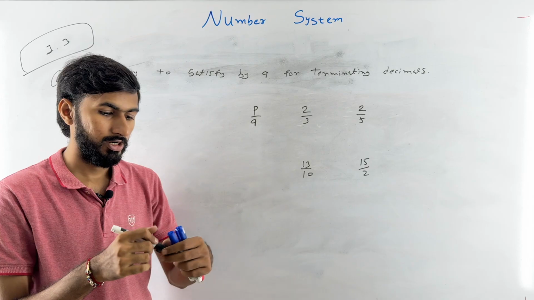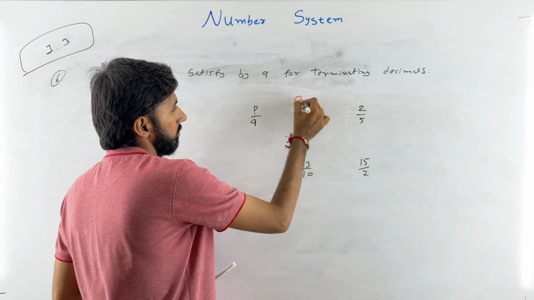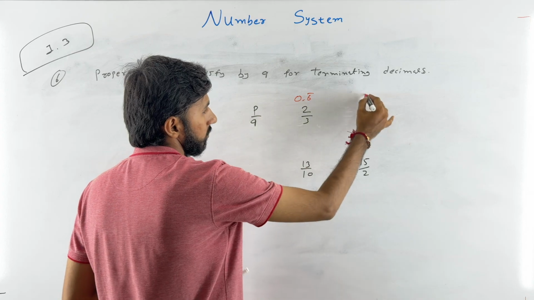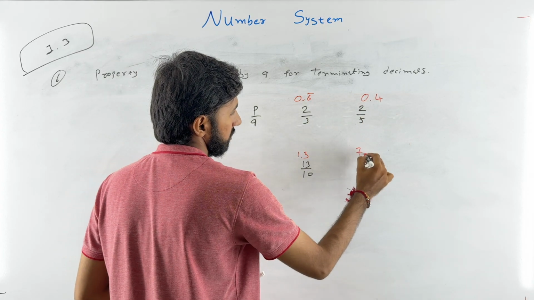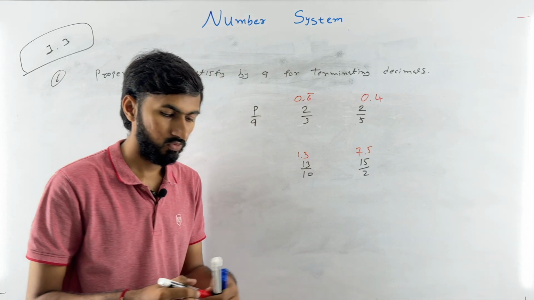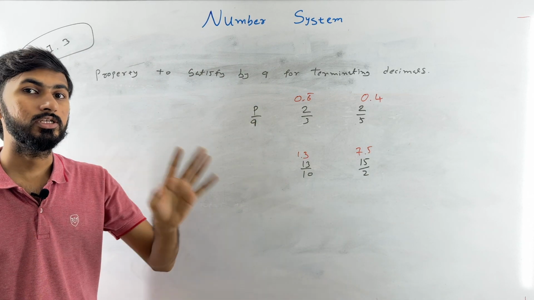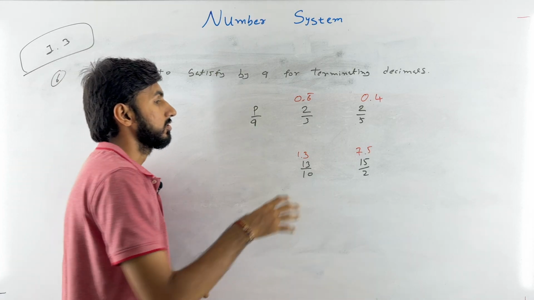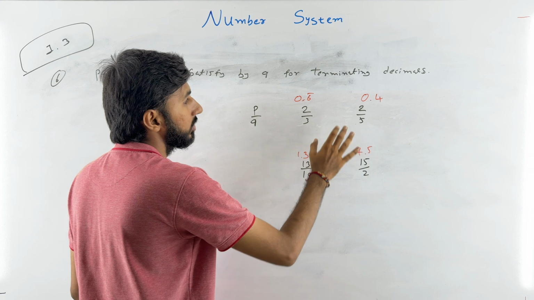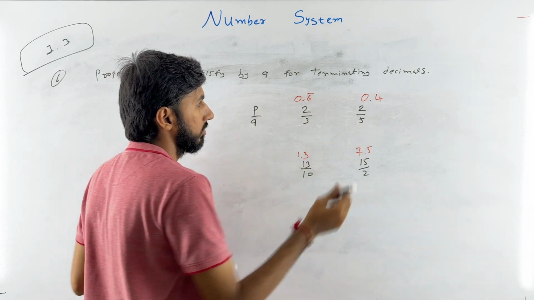Now if I do a decimal expansion of these numbers, the answer will be 0.6 bar. For this the answer will be 0.4. For this the answer will be 1.3. For this the answer will be 7.5. Now, if you notice, I want terminating decimal examples. For the terminating decimal expansion, here I have 3 terminating decimal expansions.